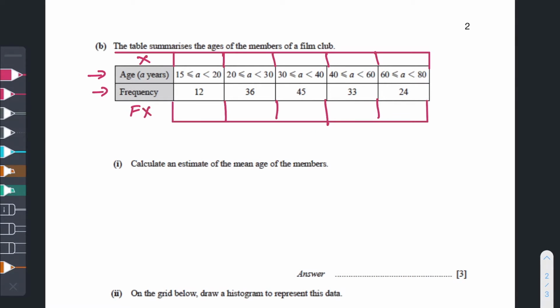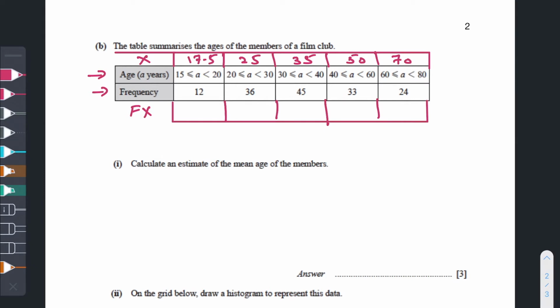Okay, so when you find the middle value of the first class interval, 15 plus 20 divided by 2, that gives us 17.5. That's the middle value of this class interval. The middle value of the second class interval is 25. The third one would be 35. The fourth one would be 50. These are easy ones. That's why I'm just not using a calculator. And the last one would be 70.